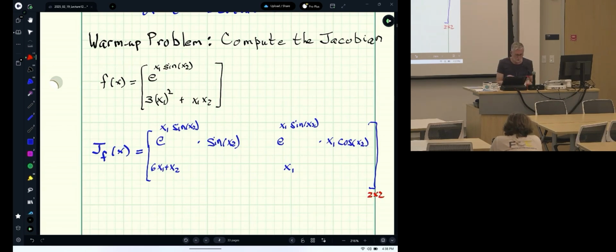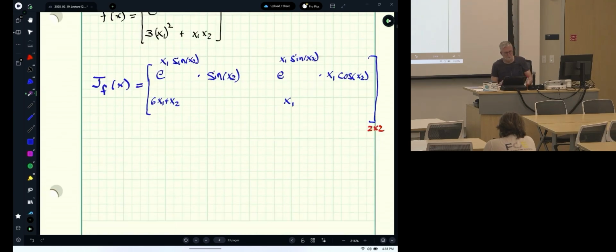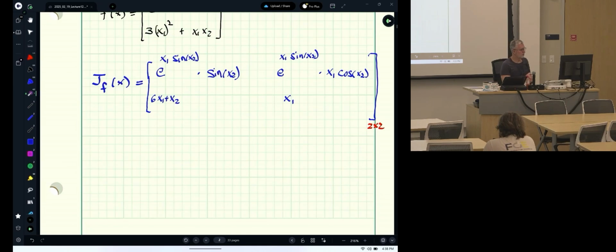It's 2 by 2 because there are two unknowns, x1 and x2, and the function takes values in R2. So the number of rows of the function is the number of rows of the Jacobian, and the number of variables is the number of columns. So we have the rows and we have the columns. Questions on that? Solid? We can do Jacobians. We don't like to do them by hand, but we can for simple functions. Cool.